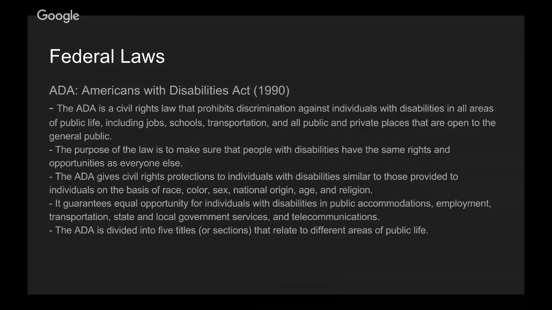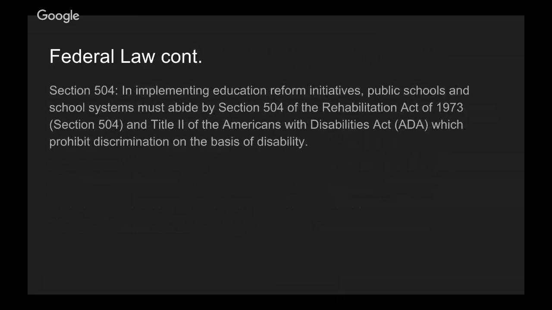Okay. Section 504 talks about education reforms and initiatives. A lot of it is intended for the public school system. However, because we are an education entity, we still fall under certain aspects of 504. As you can see, it's Section 504 of the Rehabilitation Act, which was in the 70s. But this also got sucked up into ADA. So again, as you can see that.